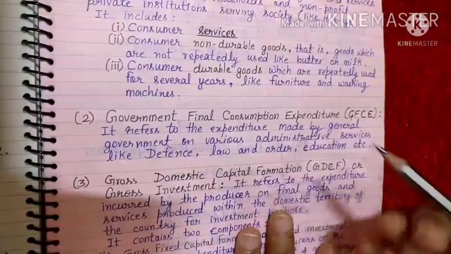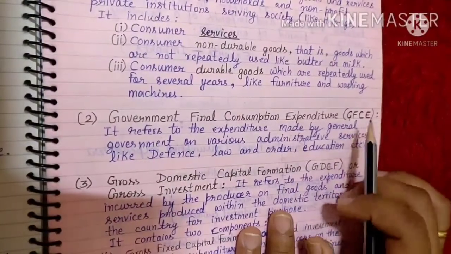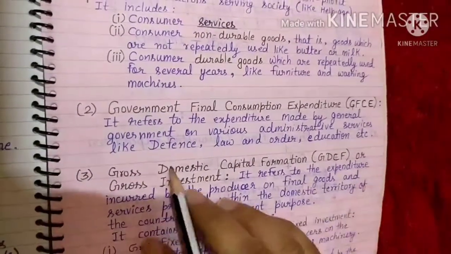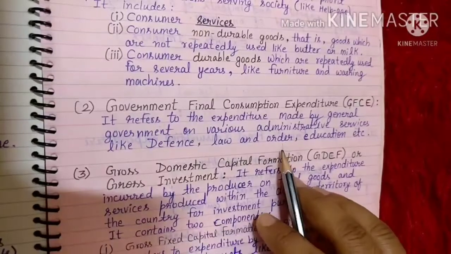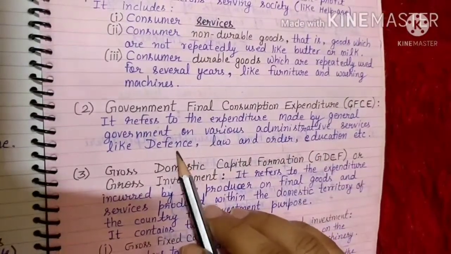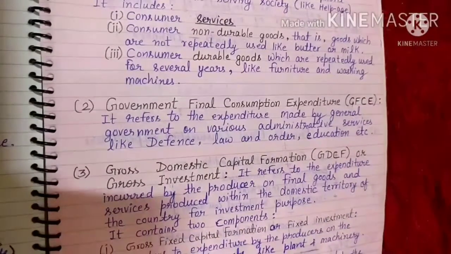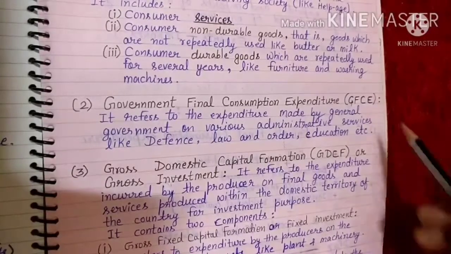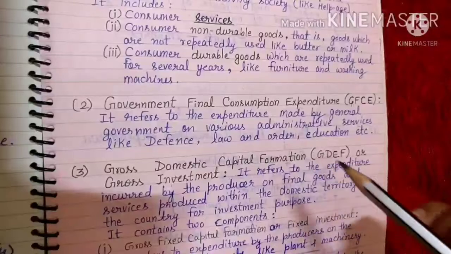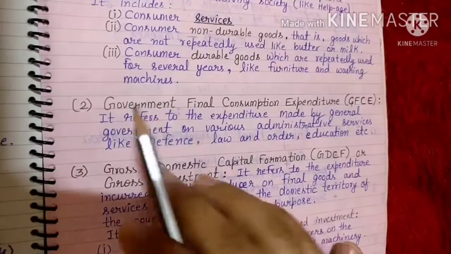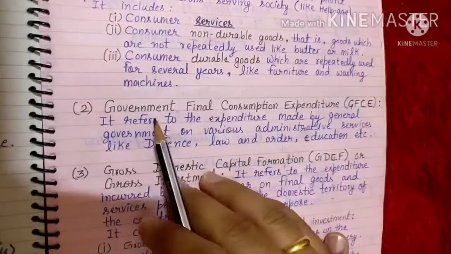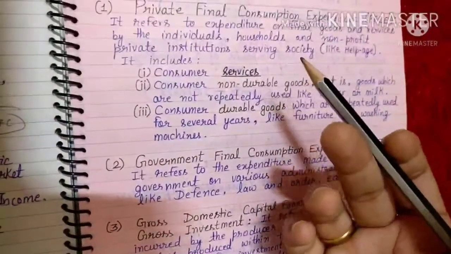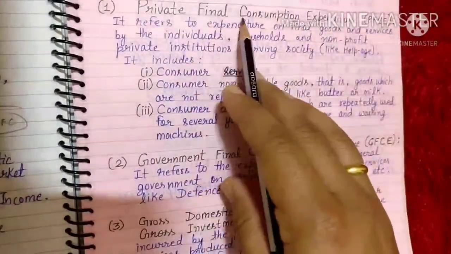The government does expenditure on what? On various administrative services. Because if a government is ruling, it has to do various expenditures on defense, law and order, education, etc. Many things are there on which the government has to do some expenditure. So all these expenditures come under GFCE, which means government final consumption expenditure. Clear or not? The expenditure done by the government comes under GFCE. The expenditure done by the consumer, common people, comes under PFCE, private final consumption expenditure.